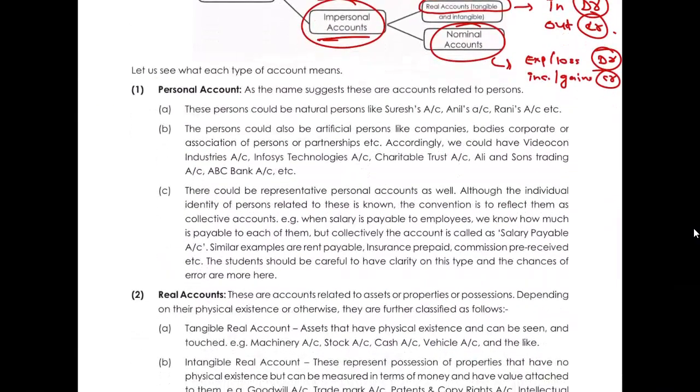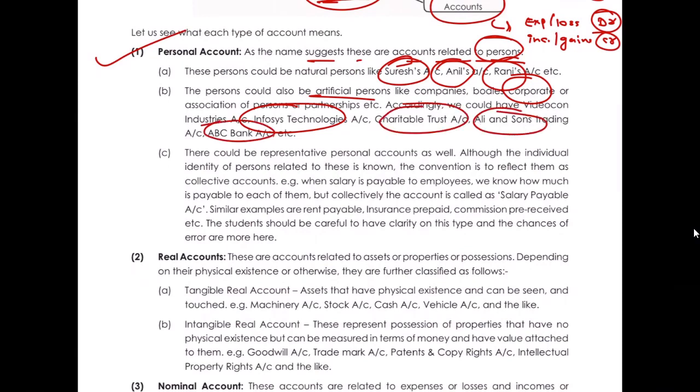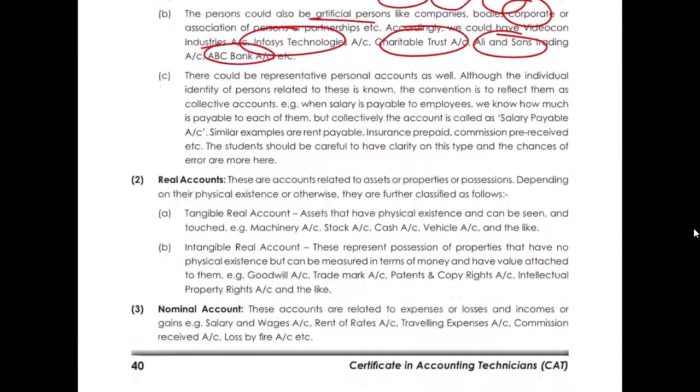So these are the personal accounts. As the name suggests, these are the accounts related to persons, for example, Suresh, Anil, Rani, which they have mentioned. We have artificial persons, for example, companies, the corporate bodies. They are not real persons, but they are artificial persons. So Infosys Technology account, Charitable Trust account, Ali and Sons Trading account, ABC Bank account. These are artificial. And we have representative personal accounts.